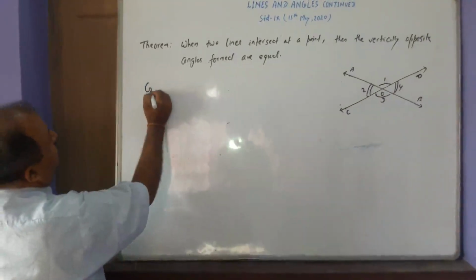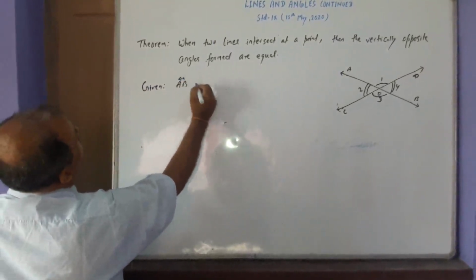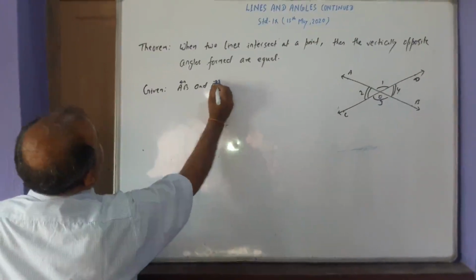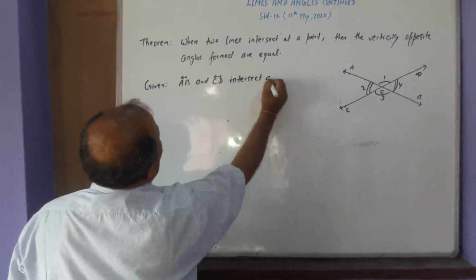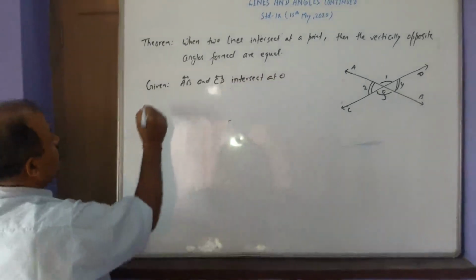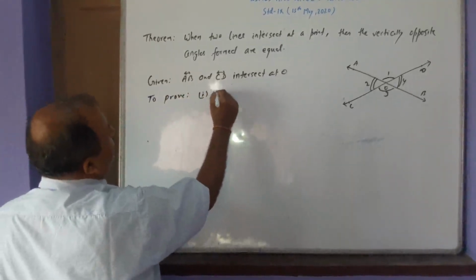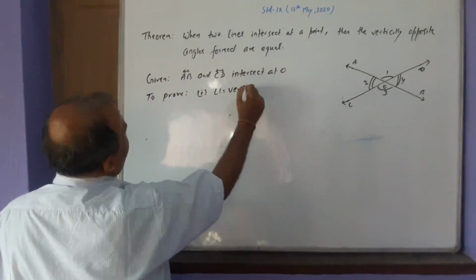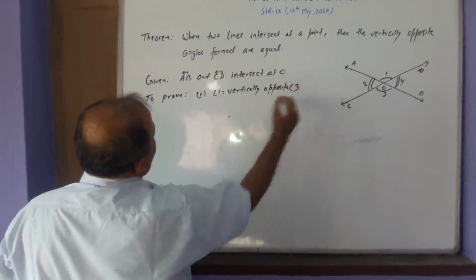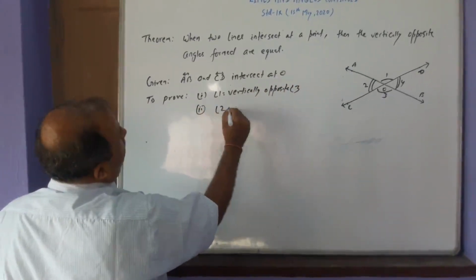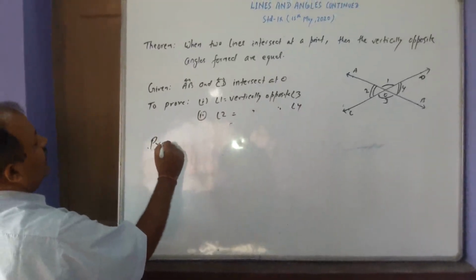Here, first we write given: AB and CD intersect at O. To prove: angle 1 is equal to vertically opposite angle 3, and second, angle 2 is equal to vertically opposite angle 4. Now we start to prove it.